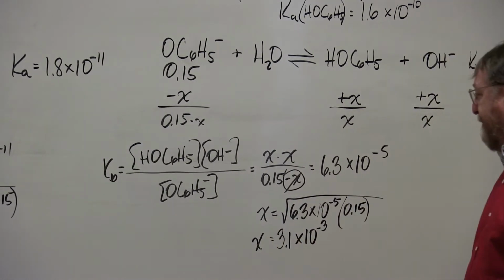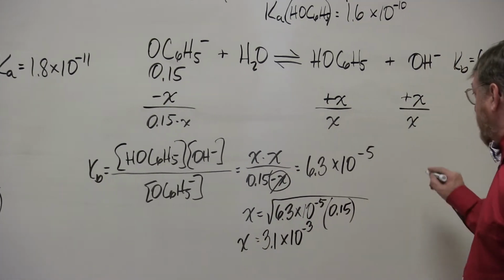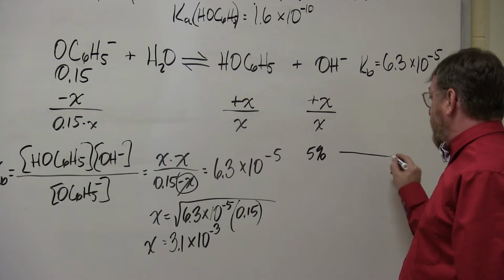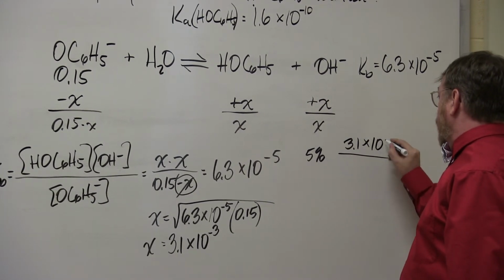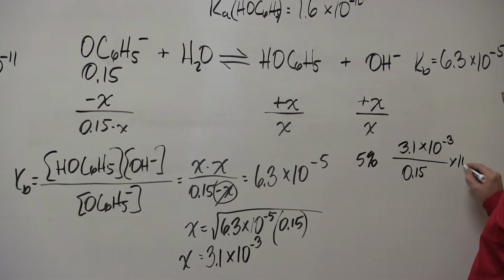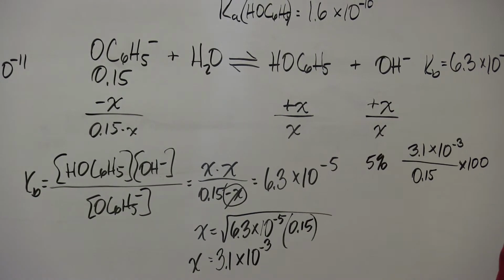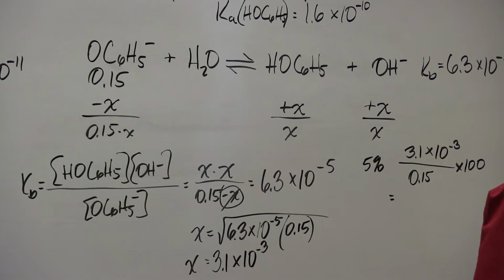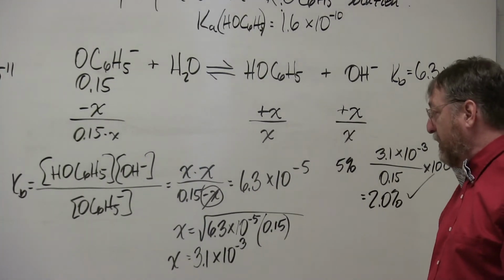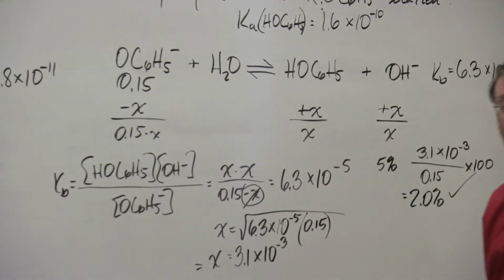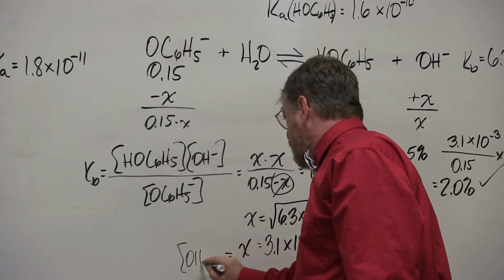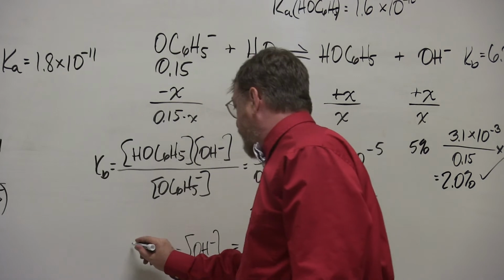as X. Well, we need to prove this is a valid value of X. It's going to be the 5% check. So we're going to go through and say, okay, let's calculate this. 3.1 times 10 to the minus 3 relative to an original concentration of 0.15 times 100. And we will get, as a result, 2.0%. We're valid at 2.0%. Now let's go back and ask ourselves, what is X? Well, X is going to be the hydroxide concentration, and it's also the phenol concentration.